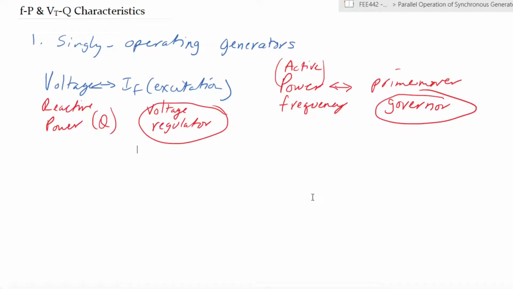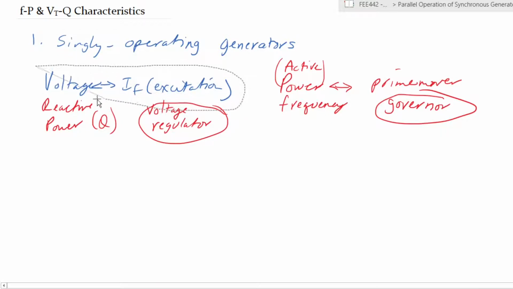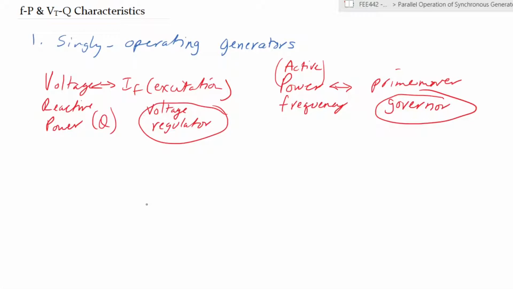So when a generator is operating, those are the two key elements that you will need to take care of, or you will need to remember. Always remember, the voltage regulator varies voltage and reactive power. The governor varies active power and frequency. So having known that, let's now get into how generators operate as the loads are varied, because this is all about the characteristics of generators when they are working under load.